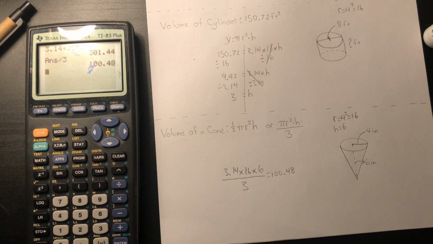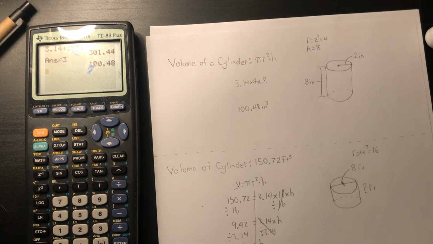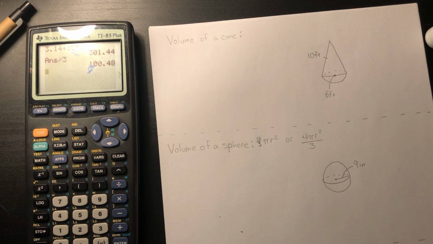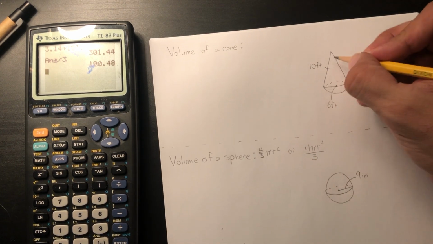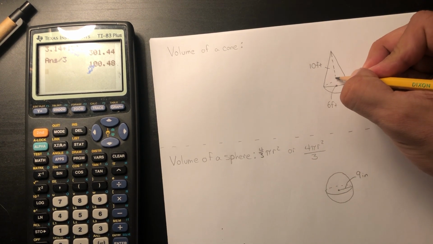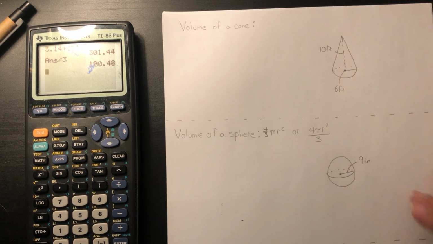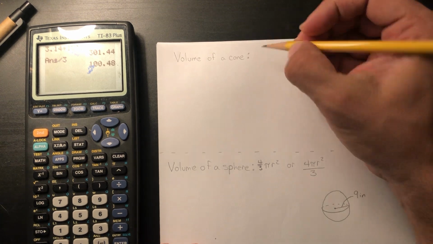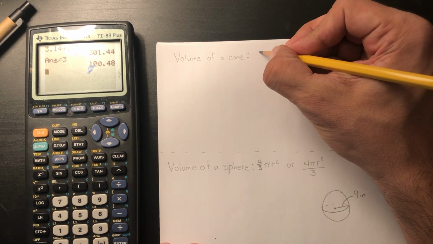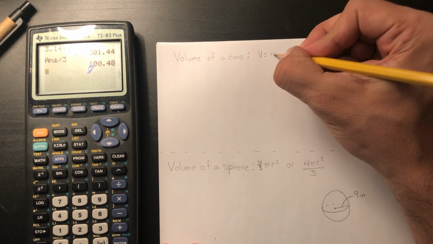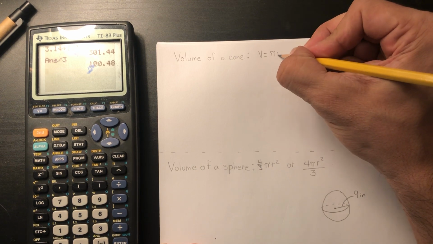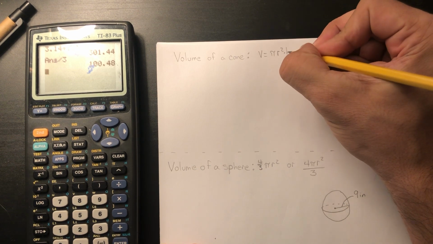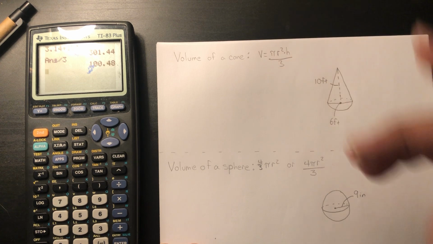Okay. Now we're going to flip to the next one, another cone that I should have given you the height, like this. Sorry, drawing on my own. Okay, so now we're going to do the volume of the cone. Again, the formula is, the volume of the cone is pi r squared times height divided by 3.